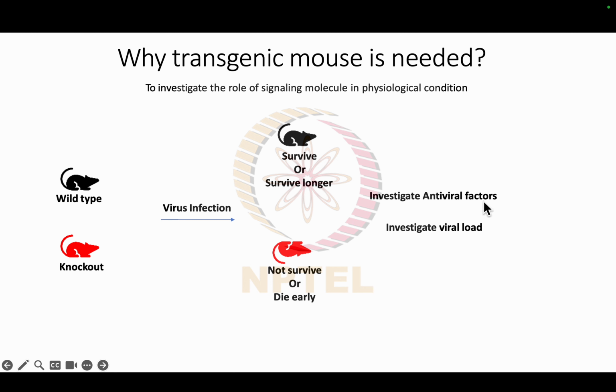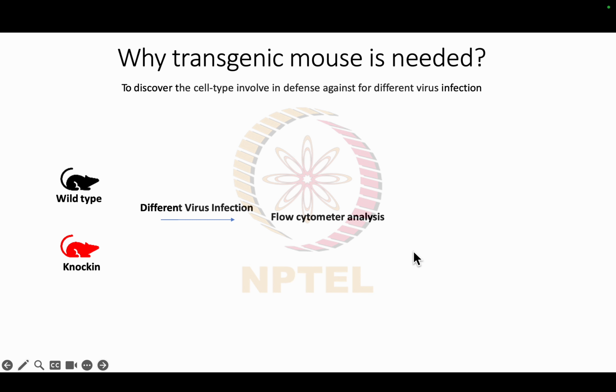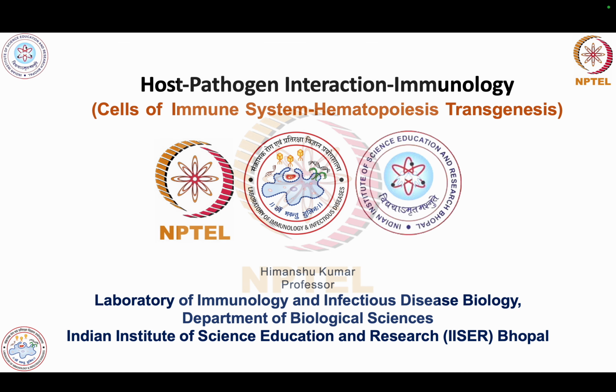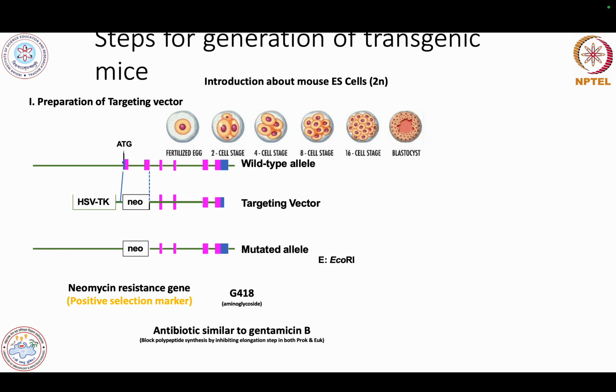Then you have to investigate what the antiviral factors are, and you have to investigate viral load as well. You will infect the mice with different viruses, and then analyze the number of cells through flow cytometric analysis. So these are the steps for generation of transgenic mice.